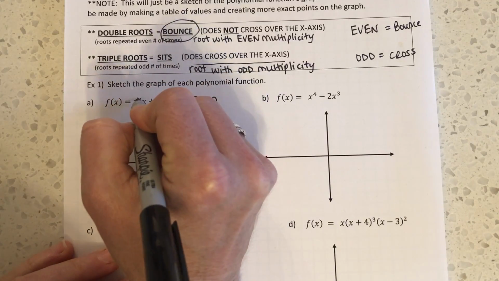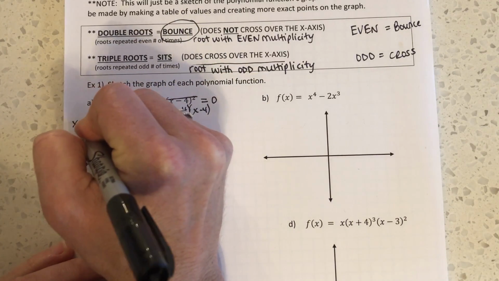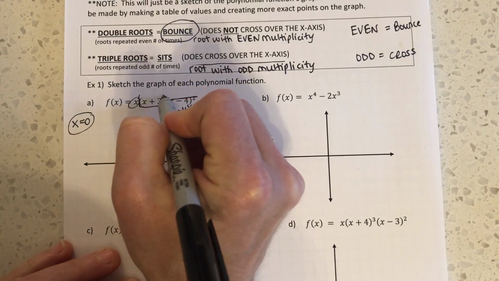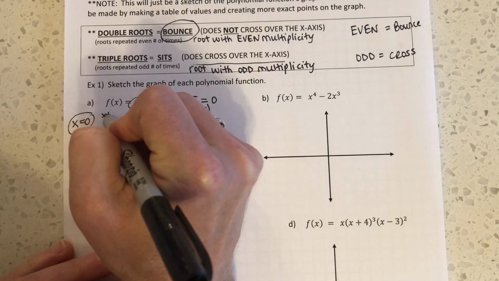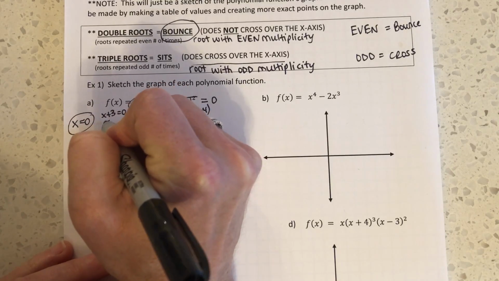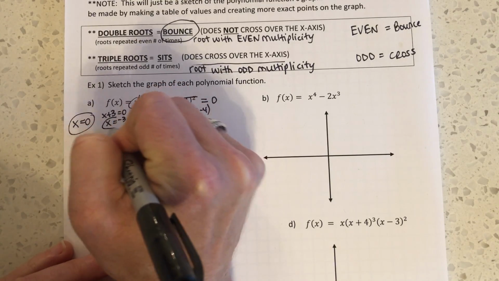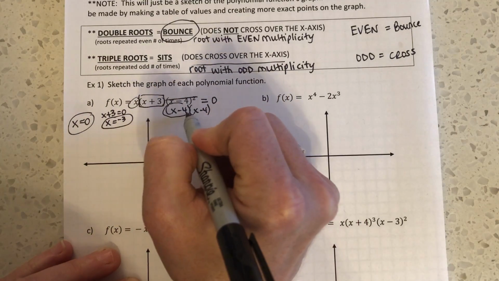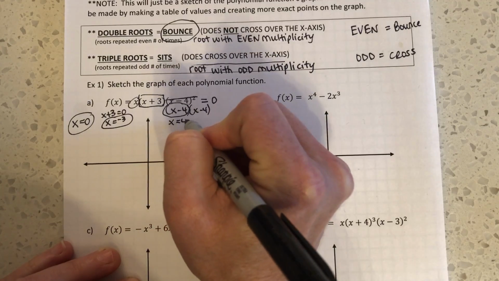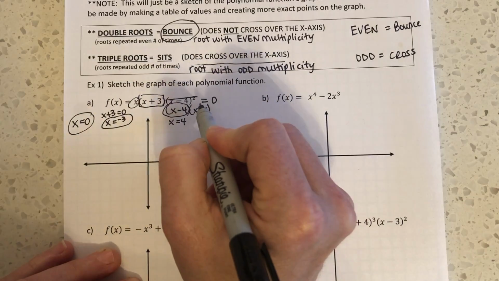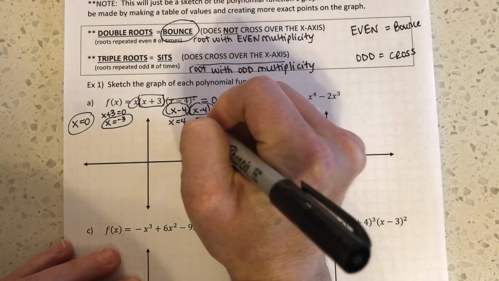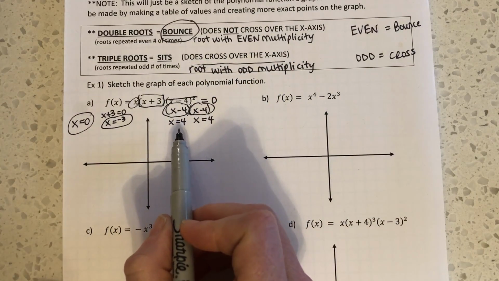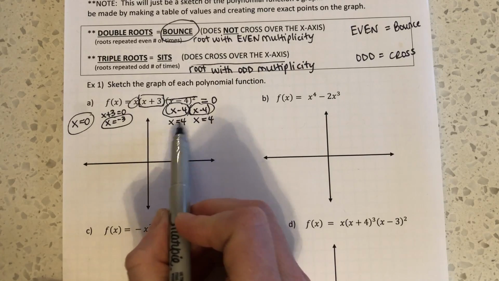So if I set this factor equal to 0, x equals 0. That's one of my x-intercepts. All right, if I set this factor equal to 0, x plus 3 equals 0, x will equal negative 3. That's one of my roots or x-intercepts. If I set this factor equal to 0, I get x equals 4. If I set x minus 4 equal to 0 again, I get x equals 4. So I get an x-intercept at x equals 4 two times.